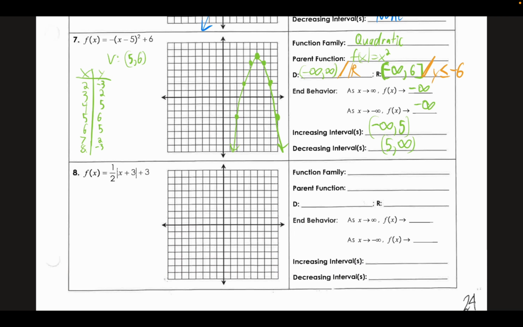And then our last one for the unit is f of x equals 1/2 times the absolute value. Hey, I said absolute value, telling us this is the absolute value function family, so I can stop reading at that point and start working on this portion. I note that since it's absolute value, the parent function is f of x equals the absolute value of x. The domain is always negative infinity, infinity, once again, with everything we've covered in this unit. And the way to write that is all real numbers, but I need to graph in order to do the rest.